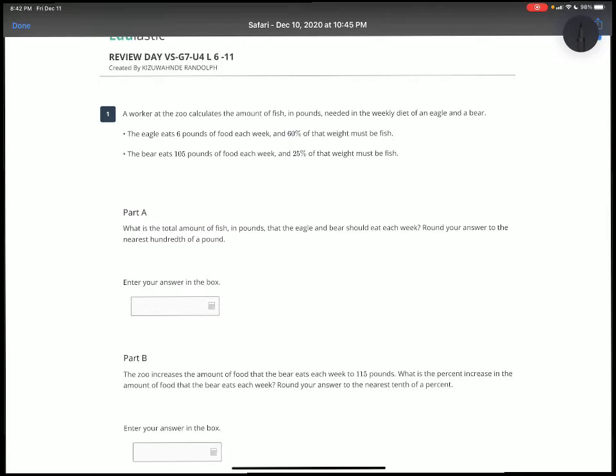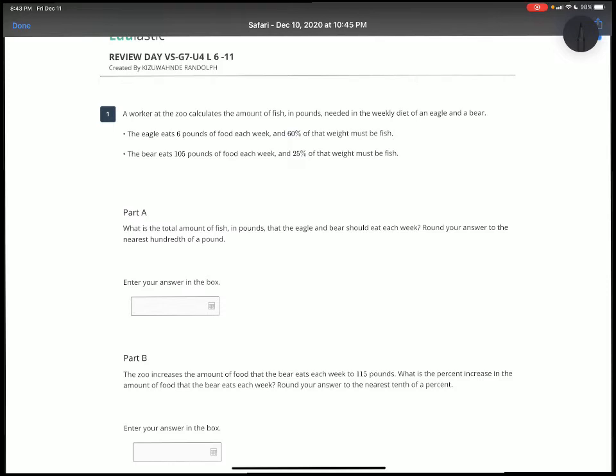A worker at the zoo calculates the amount of fish in pounds needed in the weekly diet of an eagle and a bear. The eagle eats 6 pounds of food each week, and 60% of that weight must be fish. The bear eats 105 pounds of food each week, and 25% of that must be fish. Part A is asking us for the total amount of fish in pounds that the eagle and bear should eat each week. Round your answer to the nearest hundredth of a pound.